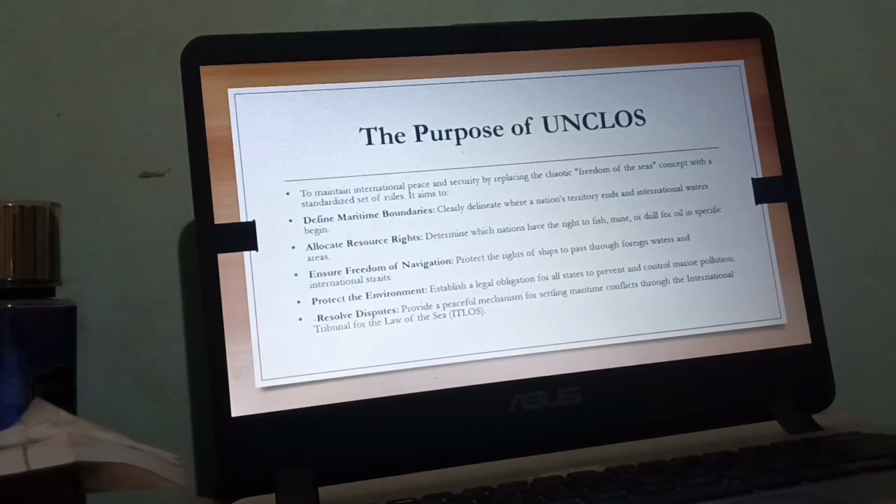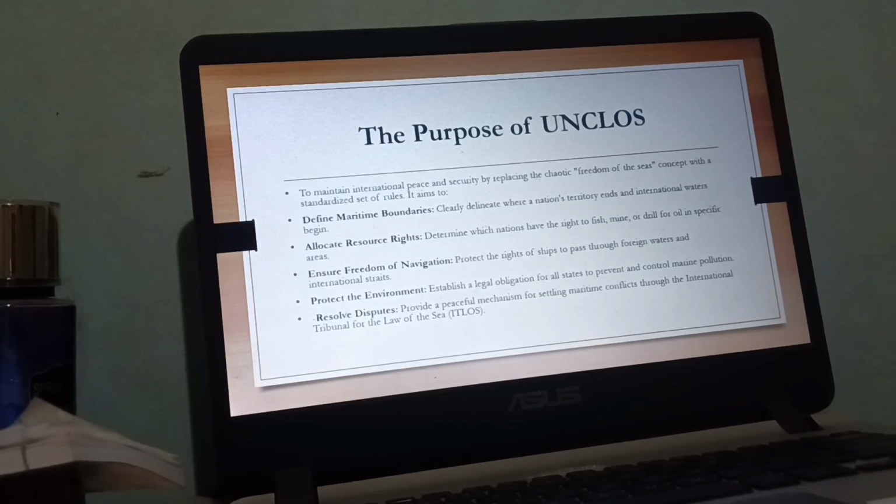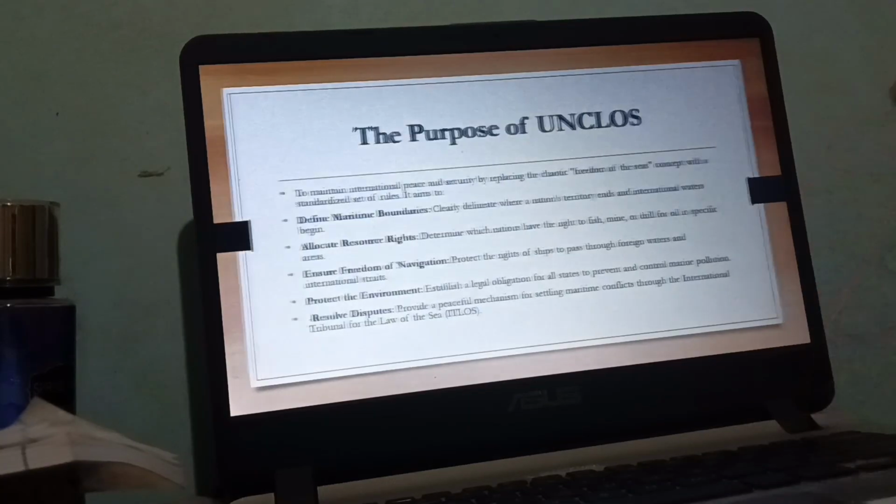Third is to ensure the freedom of navigation. It protects the right of ships to pass through foreign waters and international straits. Fourth is to protect the environment, establishing a legal obligation for all states to prevent and control marine pollution. And the last is to resolve disputes and provide a peaceful mechanism for settling maritime conflicts through the International Tribunal for the Law of the Sea.